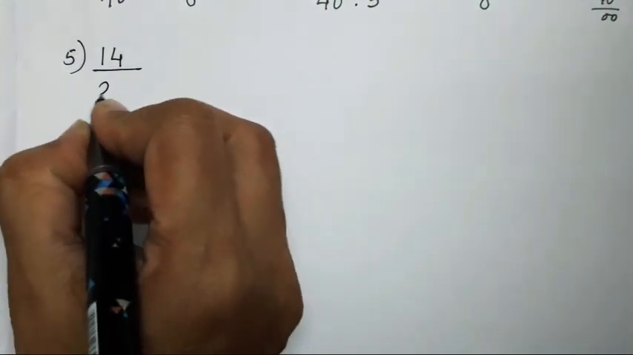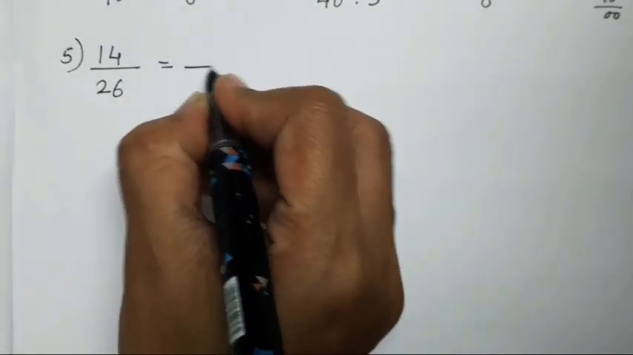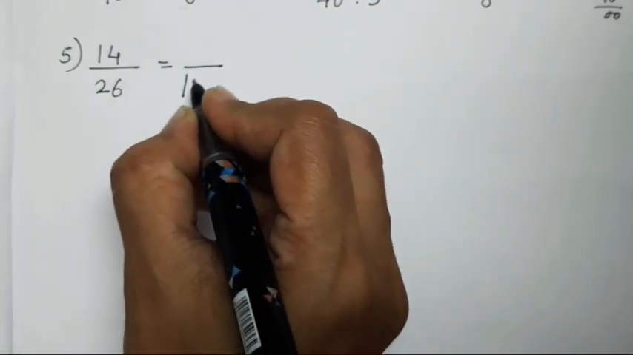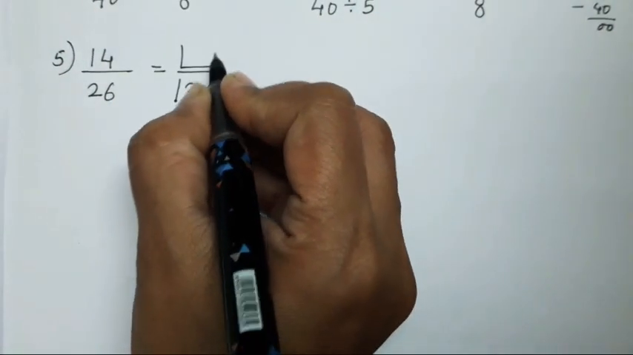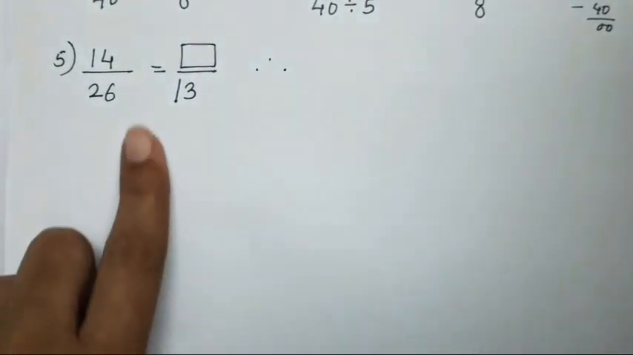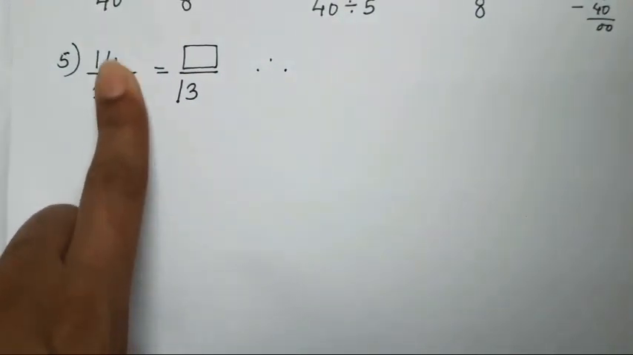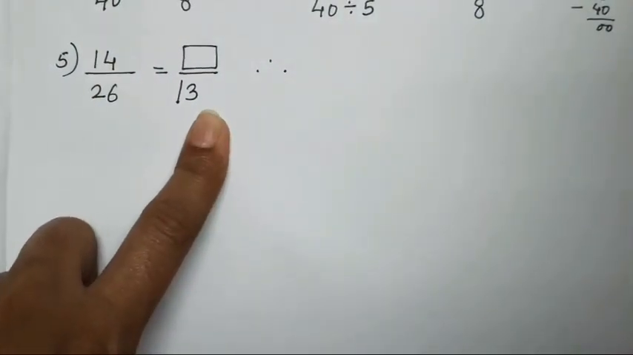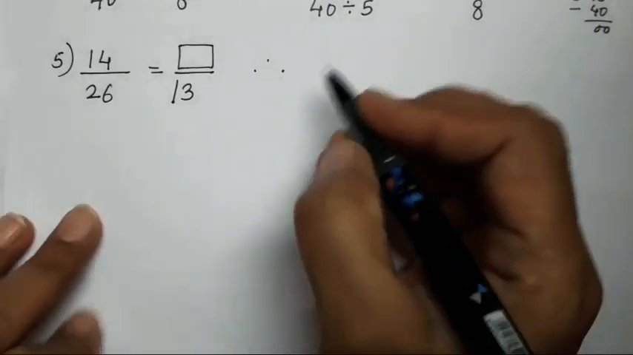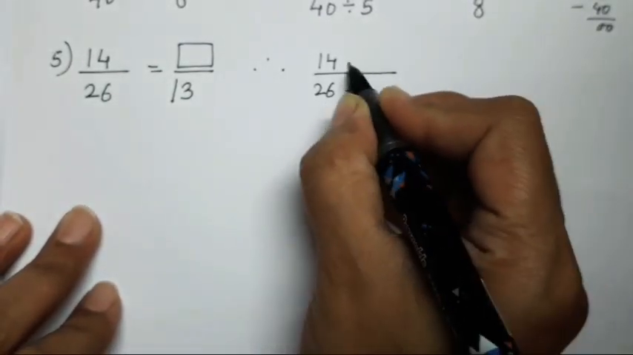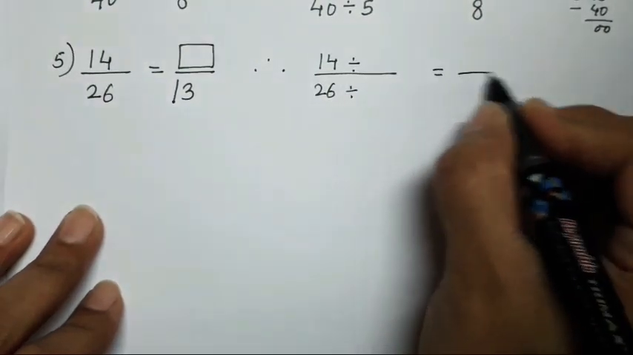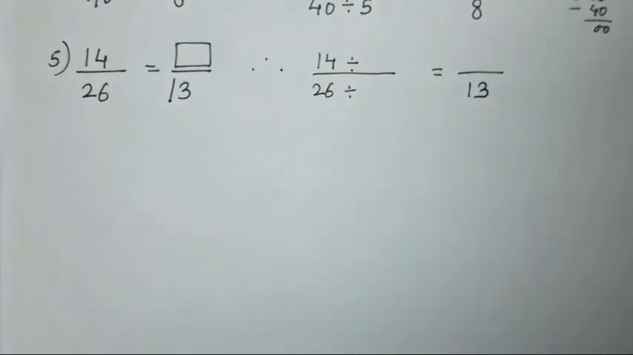14 and 26. The first fraction is bigger, the other one is smaller. This one you have to find. That means now, bigger fraction is there, smaller you have to find. That means you have to divide. So 14 and 26 divided by what in order to get 13?